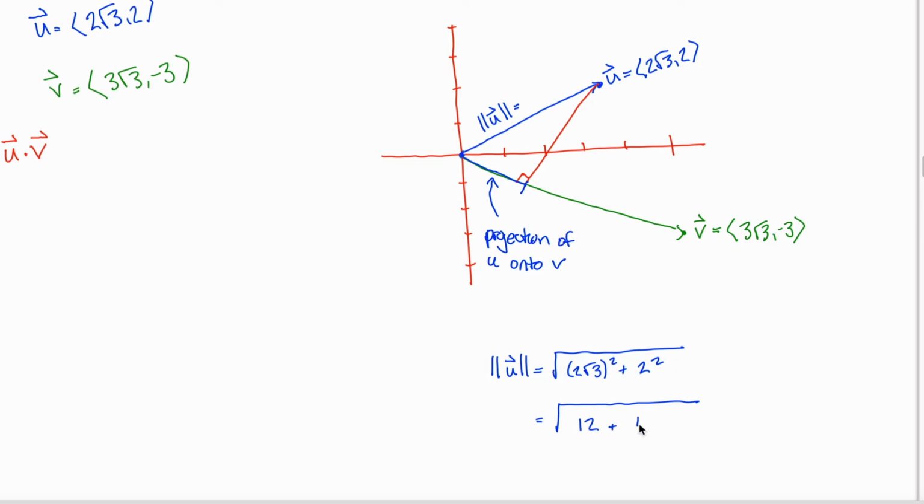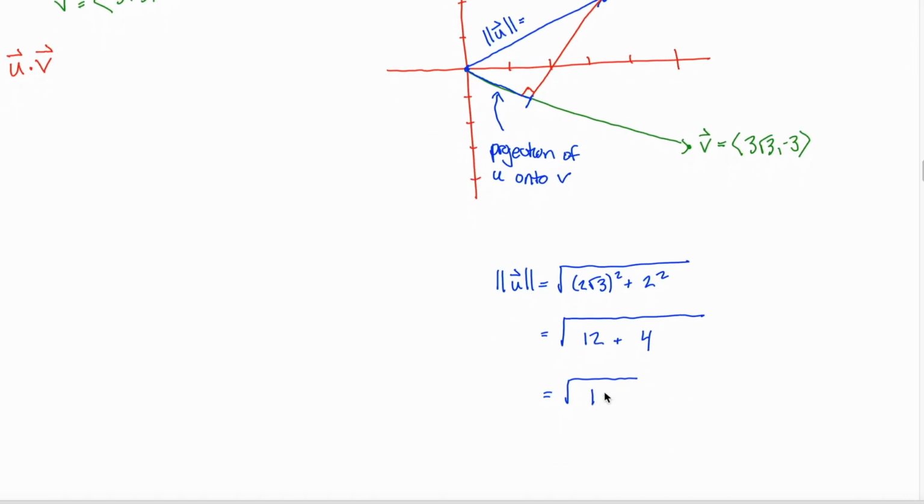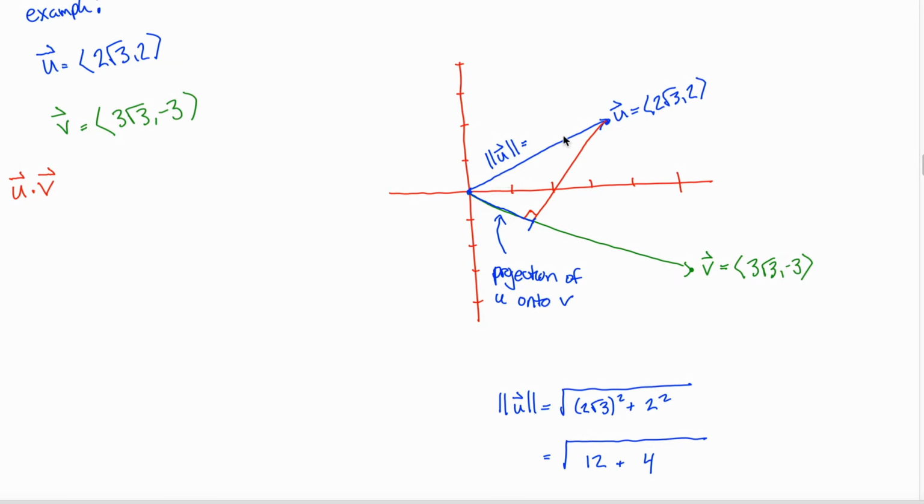And since 2 squared is 4, the magnitude of this vector u is just the square root of the sum of 12 and 4. That sum is 16, and that square root is 4. What I'm saying is that my vector u has magnitude of 4. The same calculation will work to figure out the magnitude of our vector v. We just take the square root of the sum of the squares of the components.